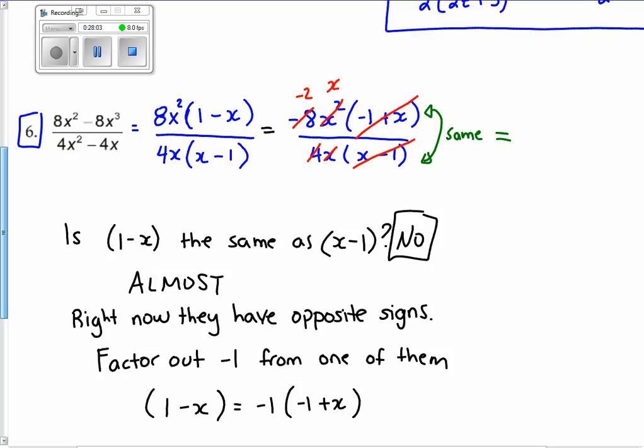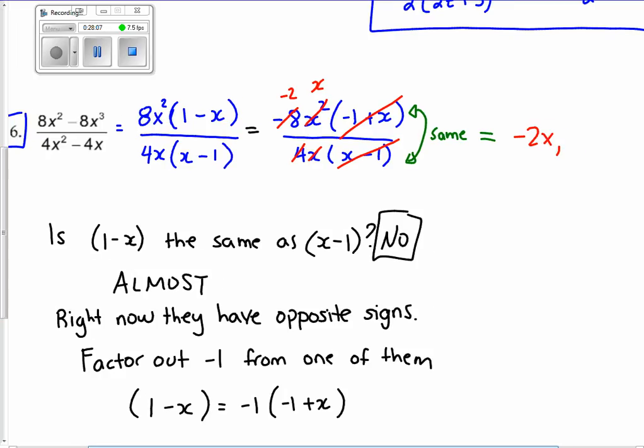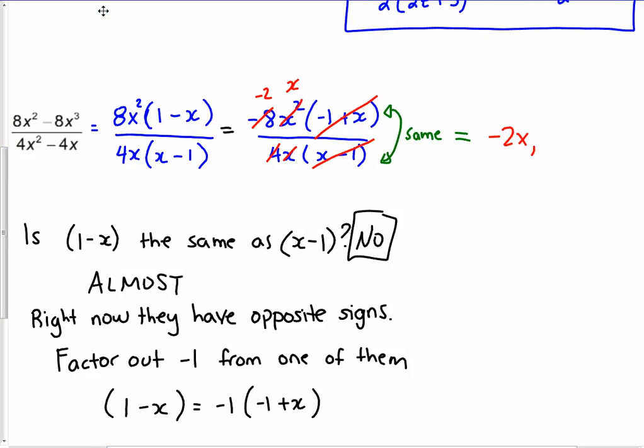Okay, so what's our answer? Just -2x. What's my NPVs? X cannot equal 0 or +1. Okay, so if they are almost the same, but their signs are opposite, factor out the negative and then you can cancel. Okay, fun times. So remember, you can only reduce a monomial with a monomial, binomial with a binomial.